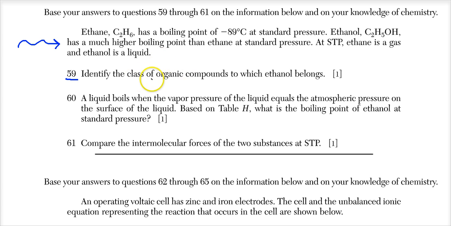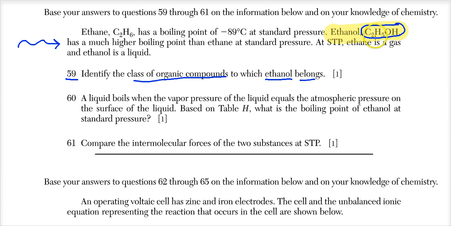Identify the class of organic compounds, types of organic compounds, to which ethanol belongs. All right, now if you didn't know what ethanol is, you probably could figure it out from your table R, but they were very nice to give it to you, it is C2H5OH. So what is ethanol? What kind of class does it belong to?